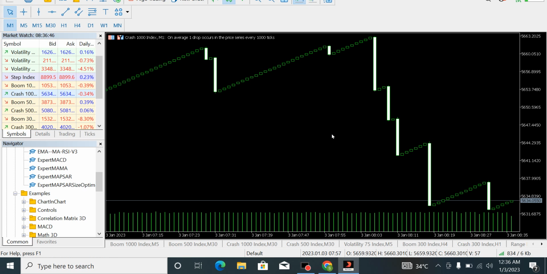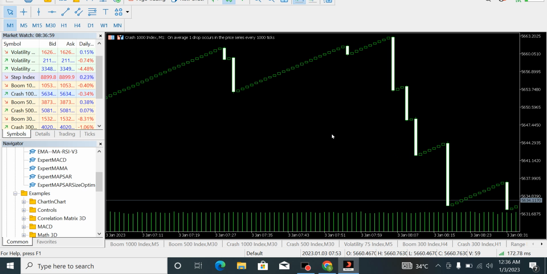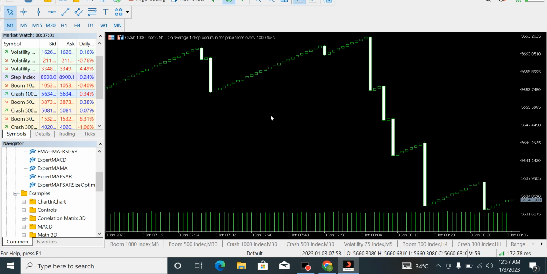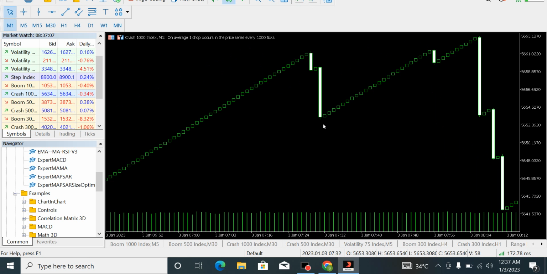There are 6 different assets under the synthetic indices. Okay, we have boom 1000, we have crash 1000, we have boom 500, we have crash 500, then we have boom 300, we have crash 300. And of course, let me explain to you how each of them works. Okay, this is crash 1000.